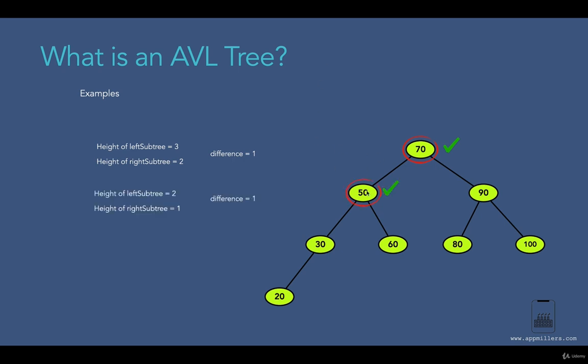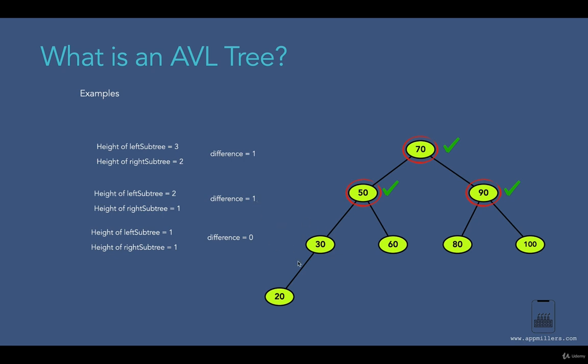In the left subtree we have 50. The height of the left subtree of this node is 2, and the height of the right subtree is 1, and the difference between them is 1. So this node also conforms with the property of the AVL tree. We are going to continue to the right subtree. In the right subtree we have 90, which has 2 children. It's obvious that the heights of the left and right subtrees are 1, and the difference between them is 0. So this node also conforms with the property of the AVL tree.